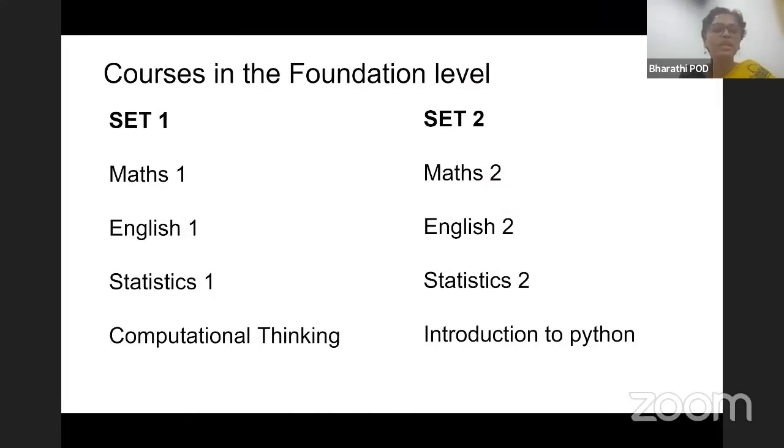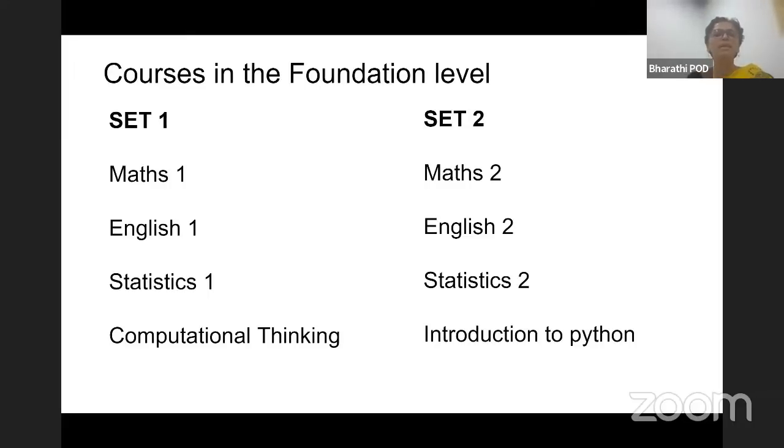Coming back to the foundation level, the courses in the foundation level, we have 8 courses. All of you must be knowing this. We have Maths 1, English 1, Stats 1, CT. That is the first level of courses in this. And Maths 2, English 2, Stats 2, and Python are the second set of 4 courses in the foundation level.